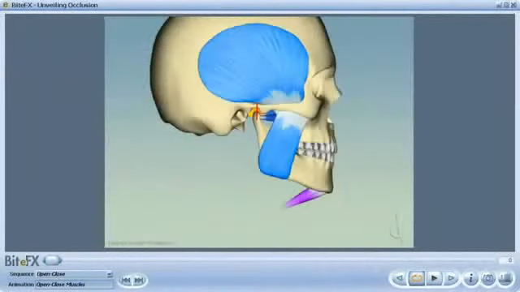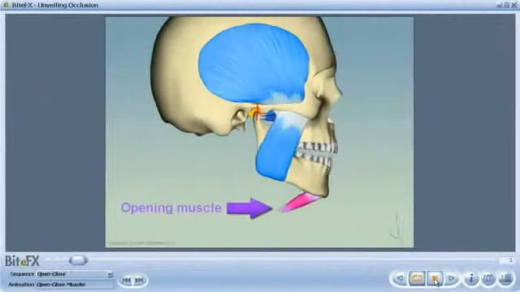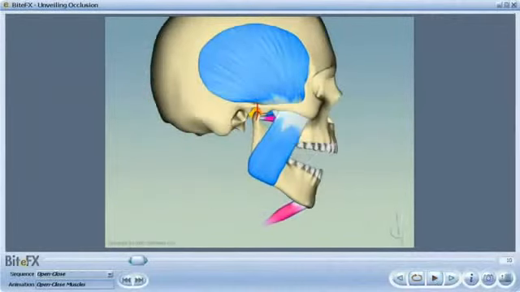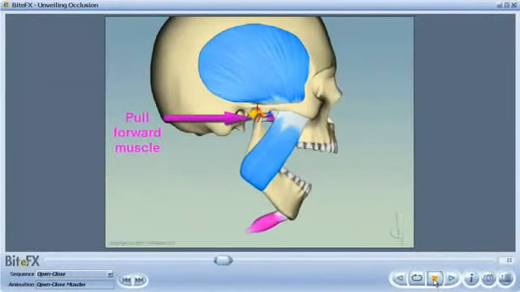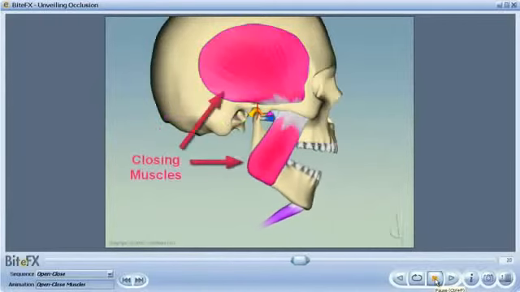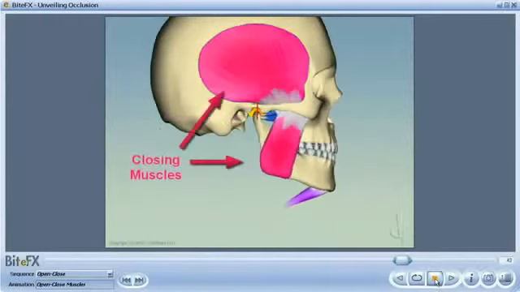First, here's how your jaw works. You have a muscle under your jaw that pulls it down to open. Then, to open really wide, your jaw actually comes out of its socket and is pulled forward by another muscle. To close, these muscles relax, and your strong closing muscles go into tension and bring your teeth together.